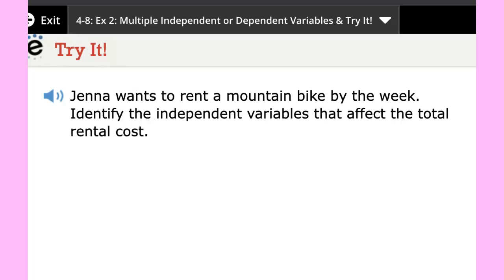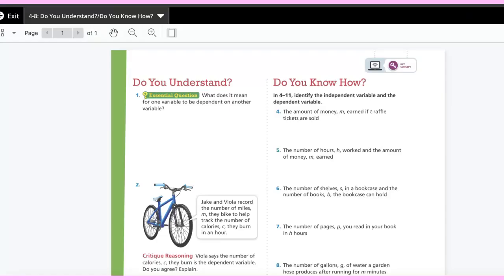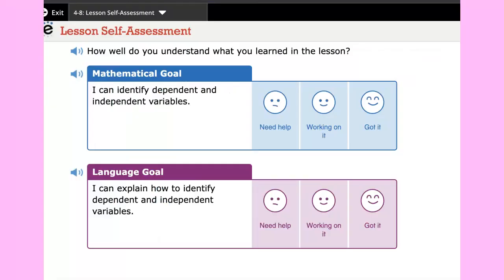Let's see if we remember or if we need more examples. Gianna wants to rent a mountain bike by the week. Identify the independent variable that affects the total cost of the rental. Good luck. All right, in your book, let's look at this one. How do you understand and how do you know? I'll go around and help you out.